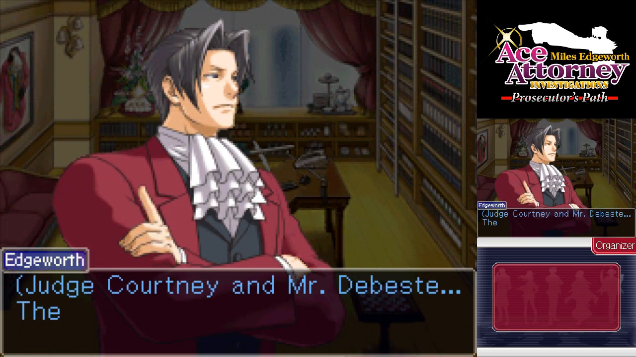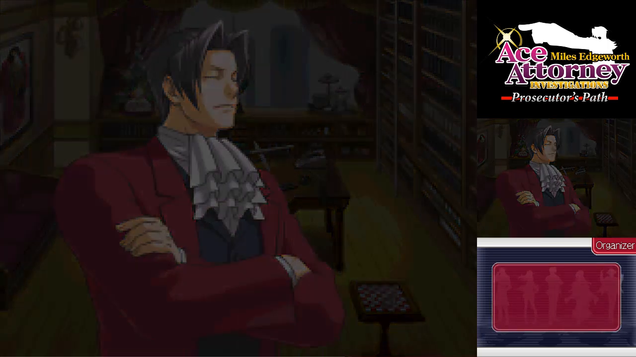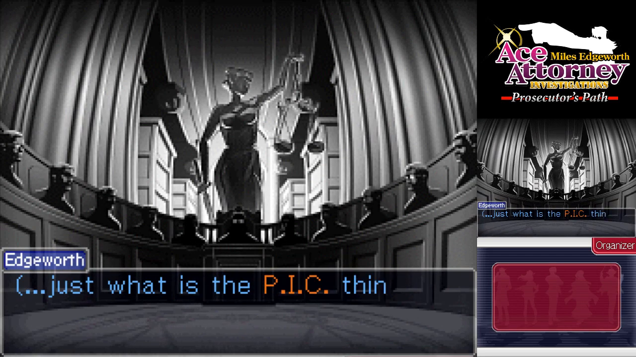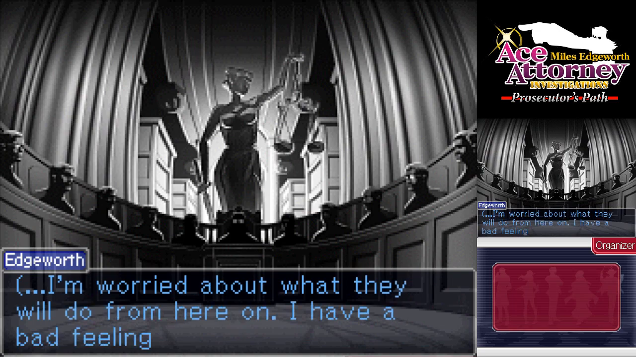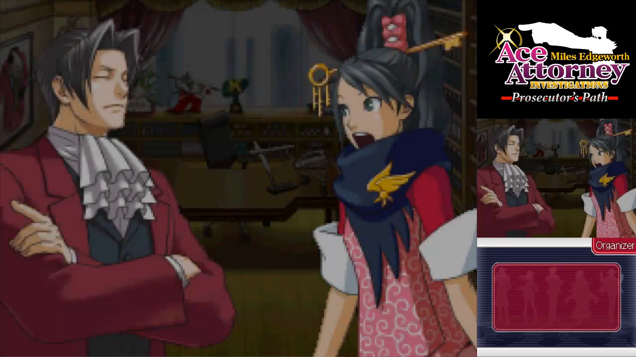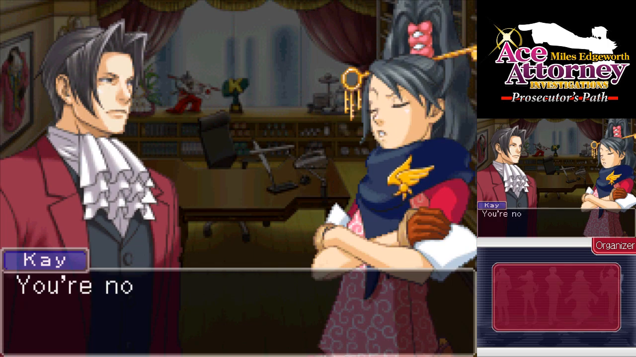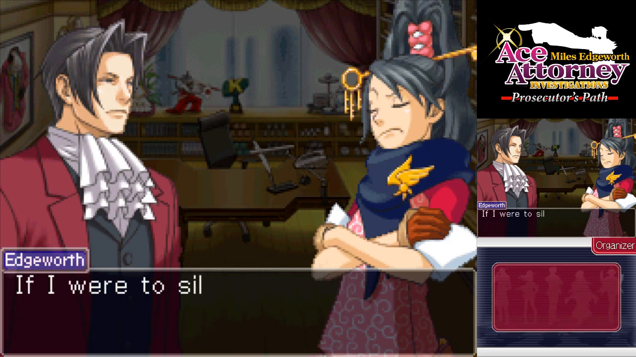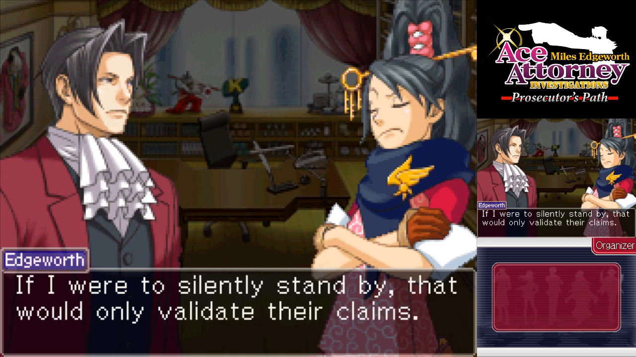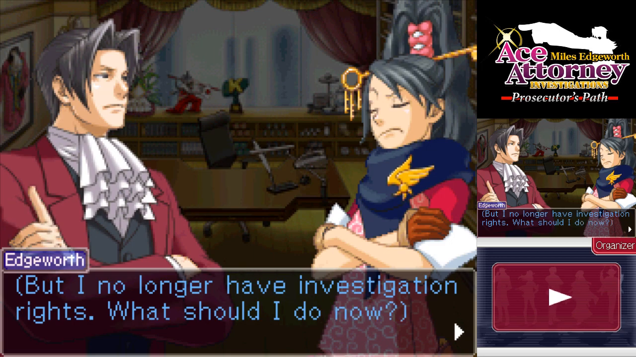Judge Courtney and Mr. DeBest, they were certainly ruthless, but what I'm more concerned about is just what is the PIC thinking? I'm worried about what they will do from here on. I have a bad feeling about this. Hey, Mr. Edgeworth, are you listening to me? Yes, I'm listening. You're not going to give up on this case, are you? No, I don't plan on backing down. Not with the current situation as it is. If I were to silently stand by, that would only validate their claims. But I no longer have investigation rights. What should I do?